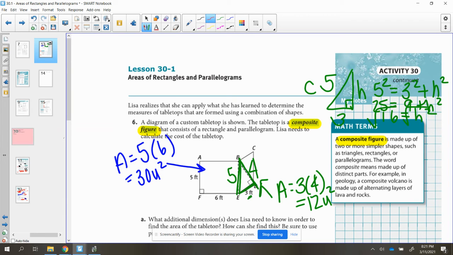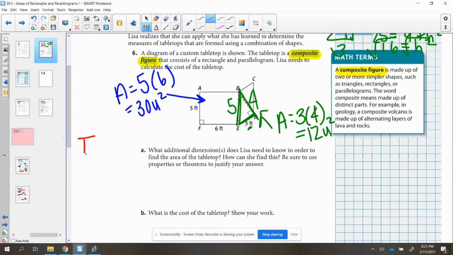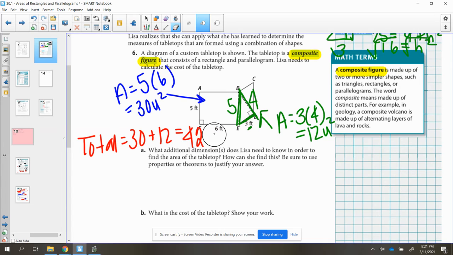So the area of the parallelogram is the base of 3 times the height of 4, so 12 units squared. Now finally, you're going to want to find the total area. The total area is going to be found by adding each piece together. So the total area, we're going to take the 30 and add that to the 12 for a total of 42 square units. Oops, and actually in this case, they told us the units were feet. Okay, so feet squared.